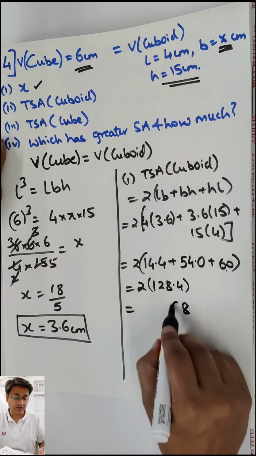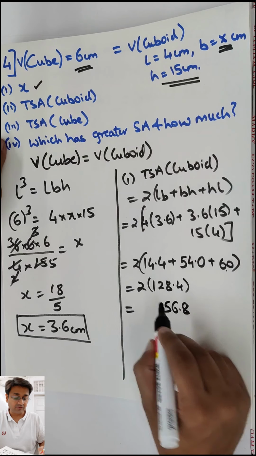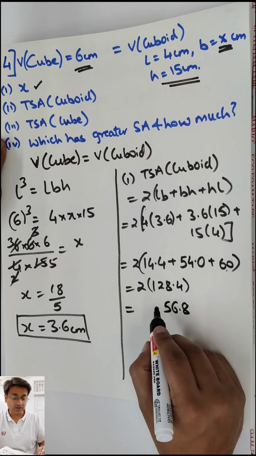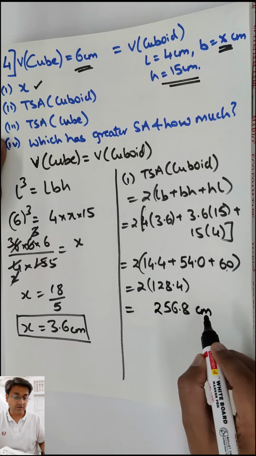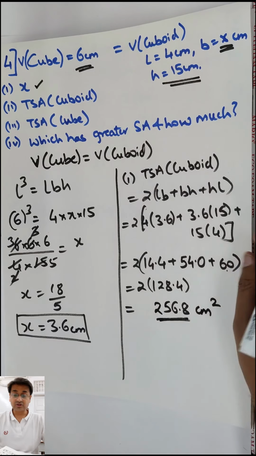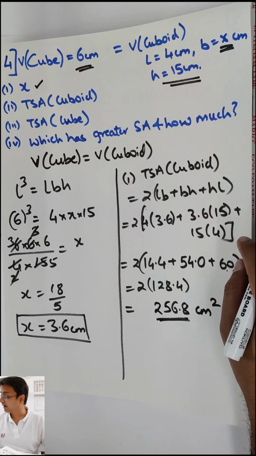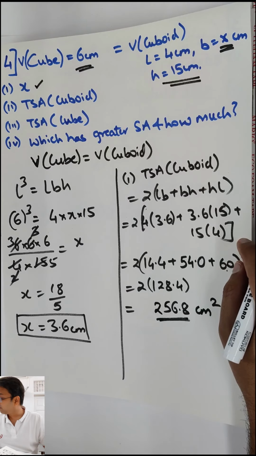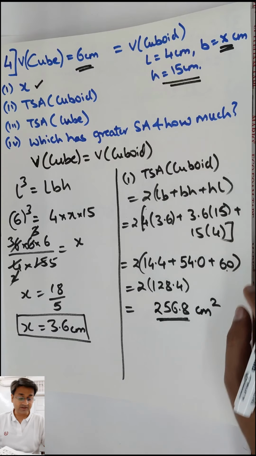4 2s are 8, 8 2s are 16, 4 and 1 is 5, and 2 1s are 2 centimeter square. I don't know if I'm correct. I hope it's correct. So let me just verify if I'm on the right track. This is sum number 4 and the answer is 256.8.